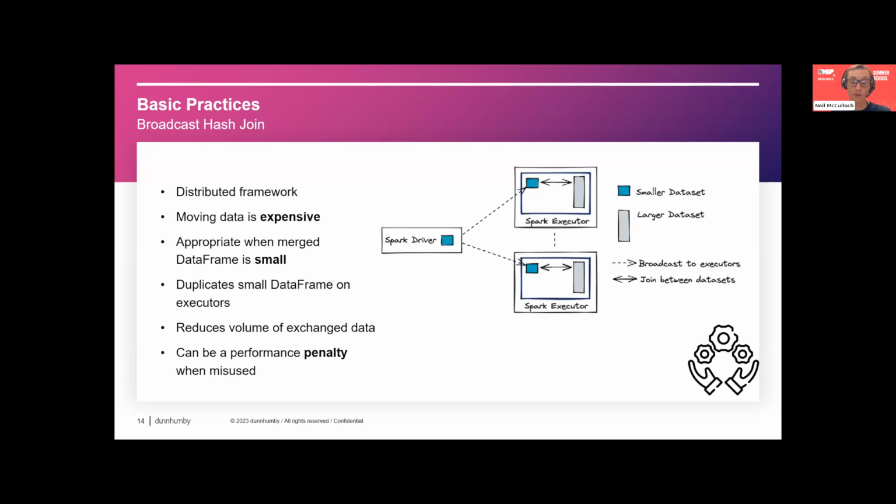So one way to avoid this is making use of broadcasting, where one of your data frames is duplicated in memory on all the executing nodes. So you can see a schematic of this on this slide here. So the smaller data frame in blue has been duplicated on all executors, whilst the larger data frame in gray is split up across the executors. So in the right circumstances, this kind of join improves overall performance by reducing the volume of data physically moved across the network.